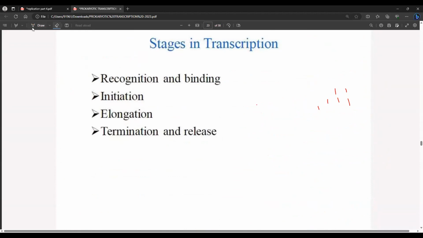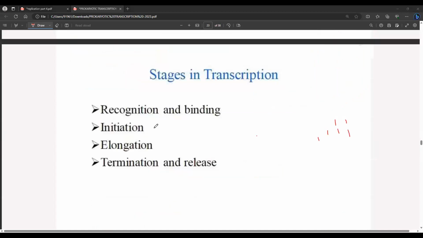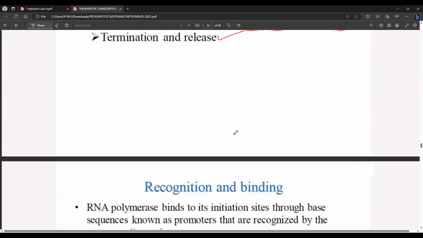Okay, now all the students remember. So far, whatever we have studied are the steps. Now what we have to understand are the stages involved. That is called initiation, elongation, followed by, friends, termination.